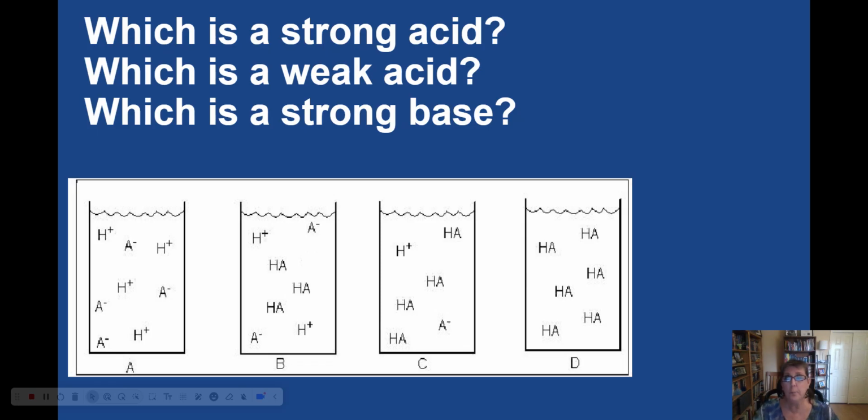So look at these four beakers. We have beaker A, B, C, and D. Look at how some of them have HA together and some have H plus and A minus separated. So based on those drawings, which one is a strong acid?